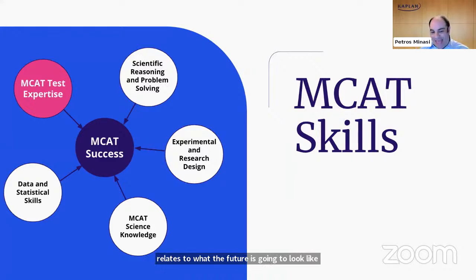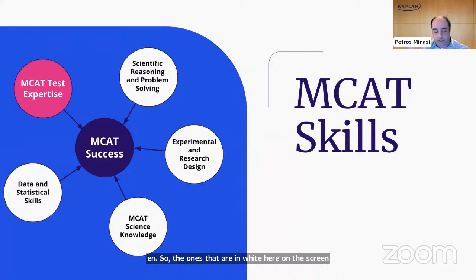The MCAT as an exam tests you explicitly on content, but it also explicitly tests you on some very specific skills. These are the ones in white here on the screen. So any question is going to be the intersection of one of these skills in white along with content.